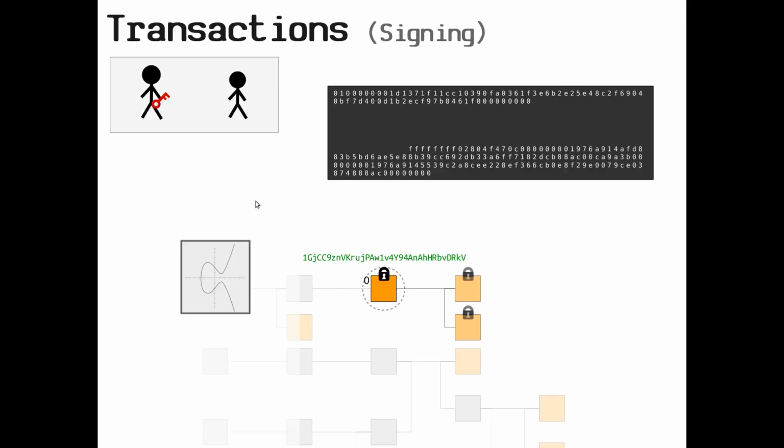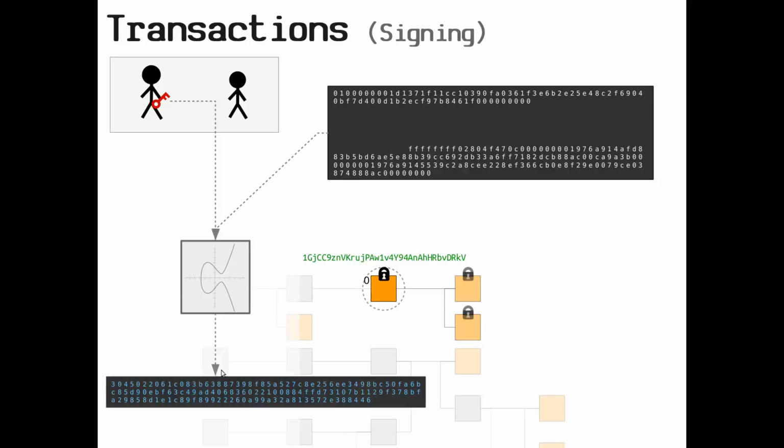So I'll just run through it quickly. What you do to create a digital signature for this transaction is you take the private key along with the transaction that you want to sign, and you put it into this function. You use some elliptic curve mathematics, and that will give you a signature.